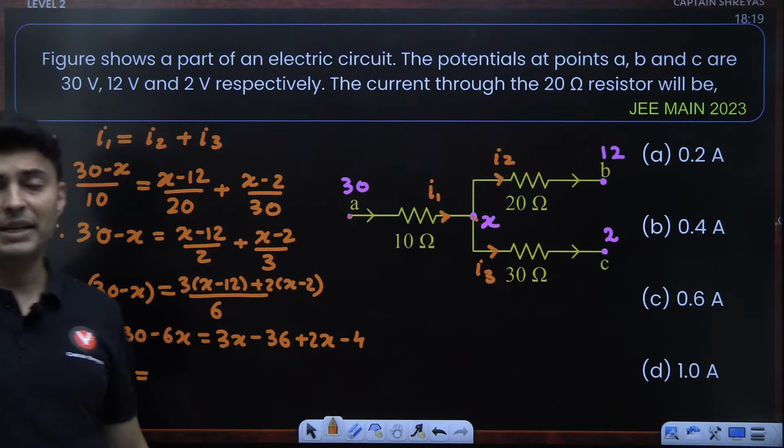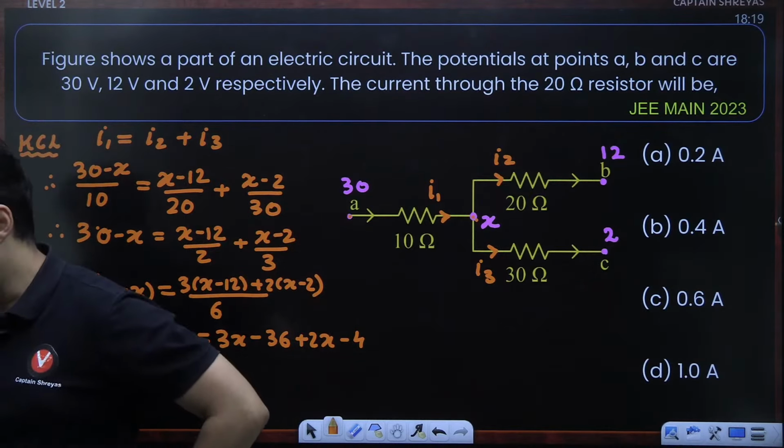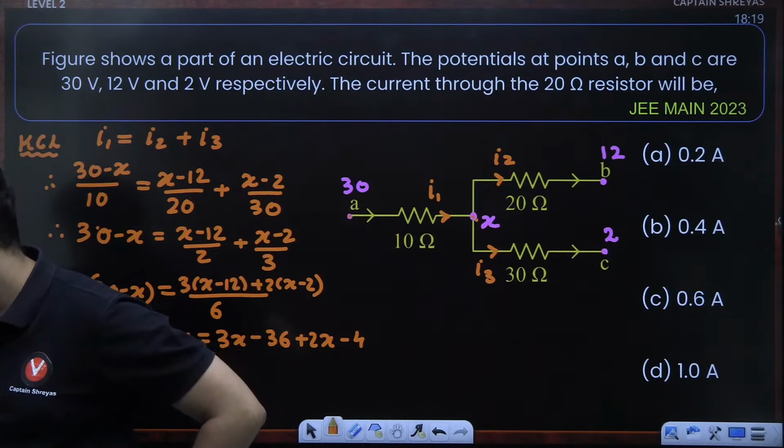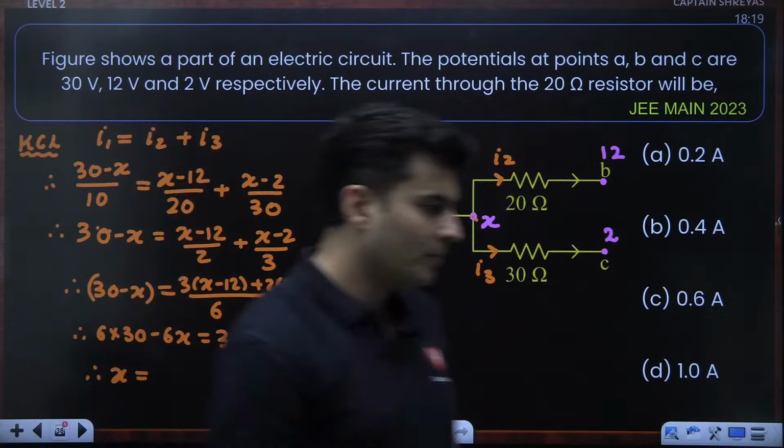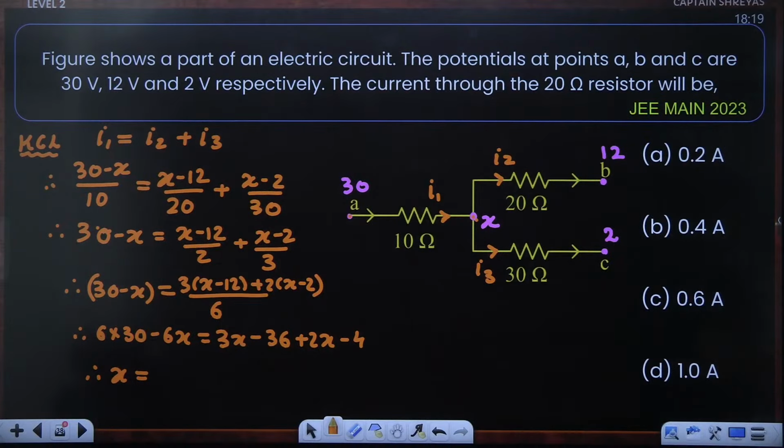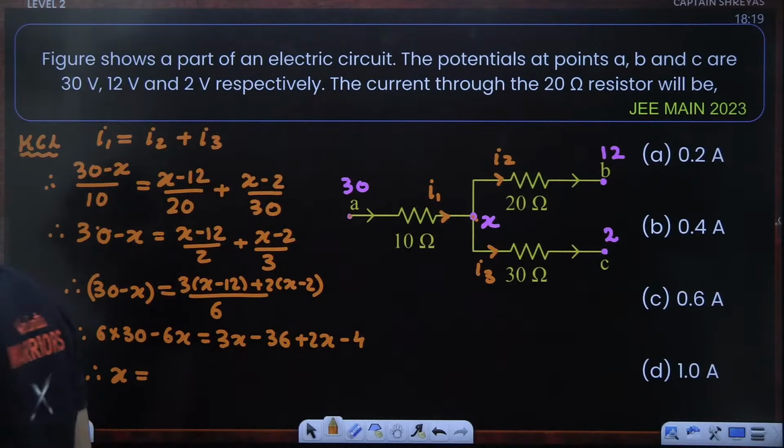Solve this and tell me what is the value of X you are getting quickly in the chat box. Come on, my dear warriors. Let me know what is the value of X that you are getting. Want to see whether you're active or not. X is 20, says Adiksha.